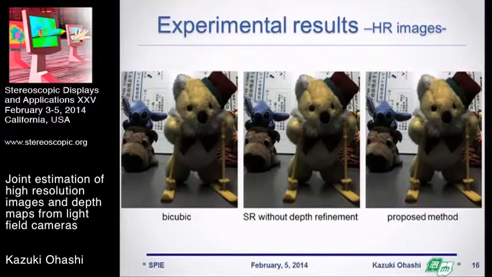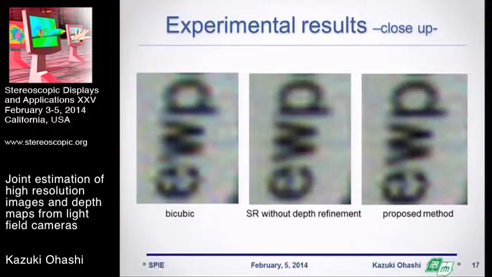First, we compare the estimated high-resolution images. The left image is calculated by bicubic interpolation. The center image is super resolution reconstruction without depth refinement. The right image is calculated by the proposed method, which is super resolution reconstruction with depth refinement. Let me show a close-up of the images. Left is bicubic interpolation, center is SR without depth refinement, right is the proposed method. Compared to these, we found the proposed method can produce clearer images.